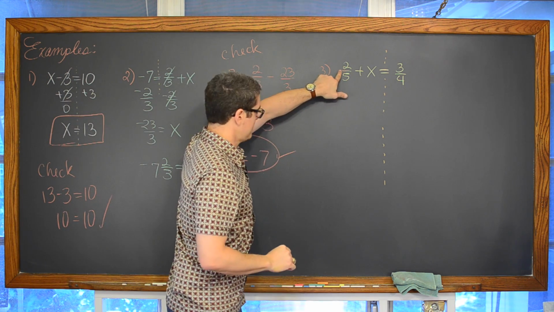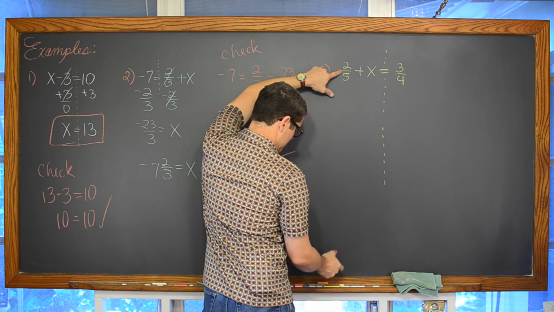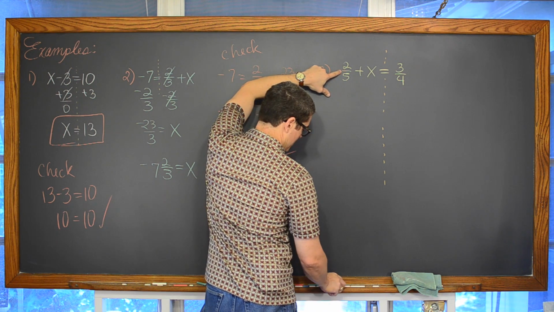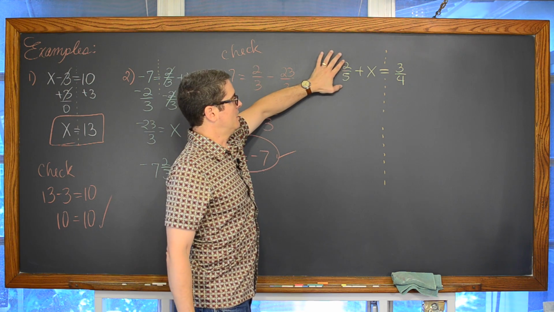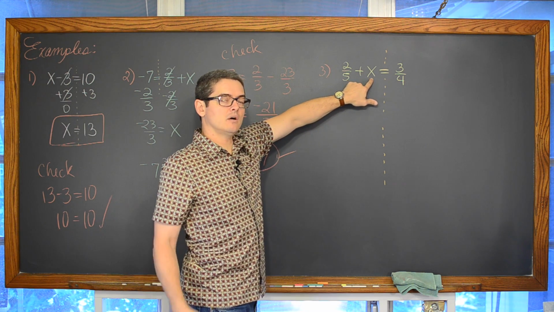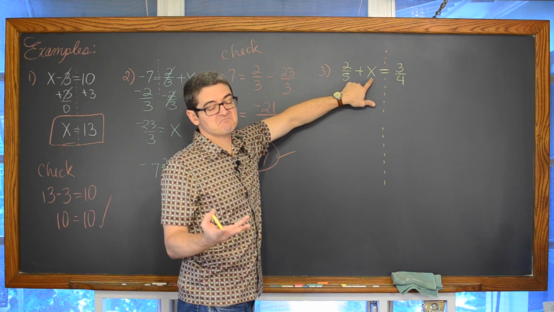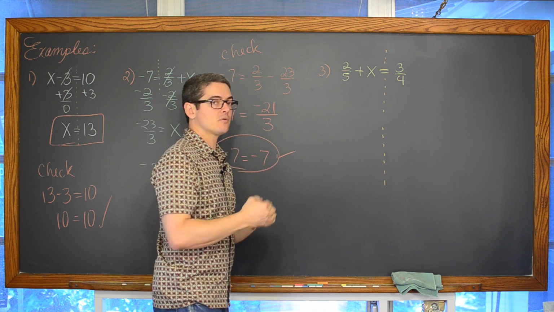So on the left-hand side we have, again, a positive 2/5. You often will have the variable first. I'm putting these constants in front of the variable because those are missed more often by my students. So I'm trying to go over some more of the difficult examples.